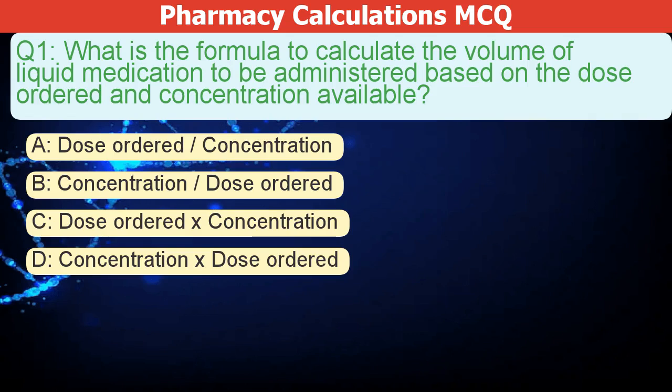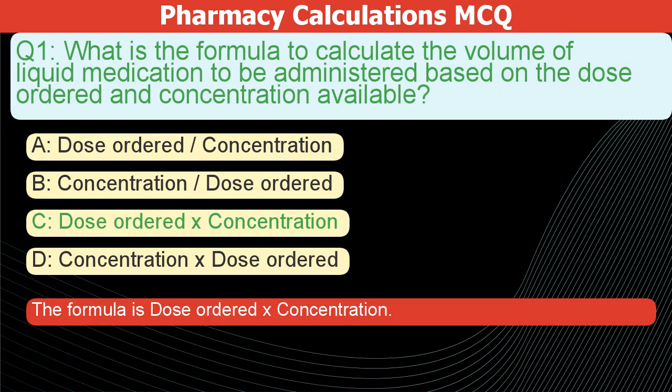What is the formula to calculate the volume of liquid medication to administer, based on the dose ordered and the concentration available? A. Dose ordered divided by concentration. B. Concentration divided by dose ordered. C. Dose ordered multiplied by concentration. D. Concentration multiplied by dose ordered.